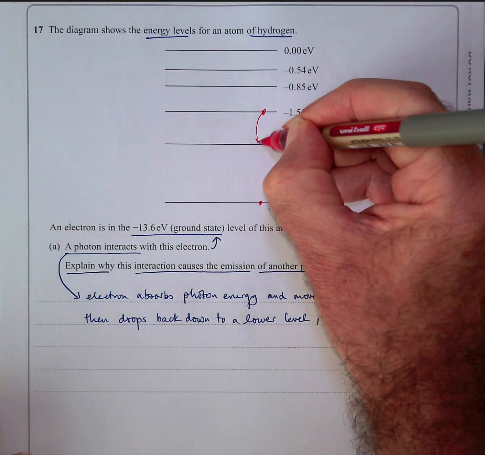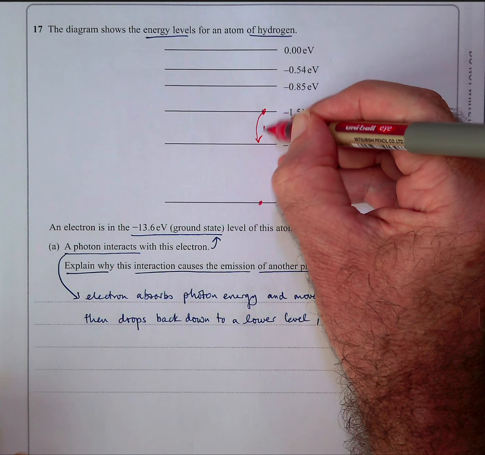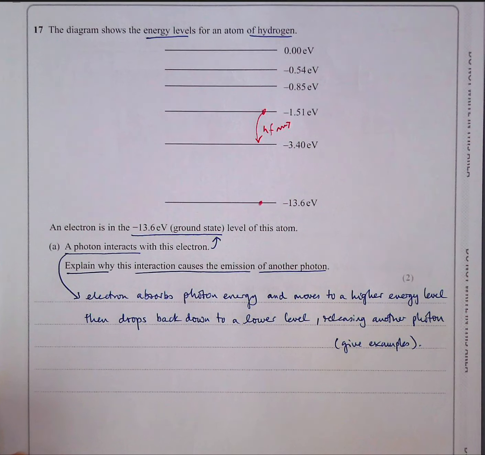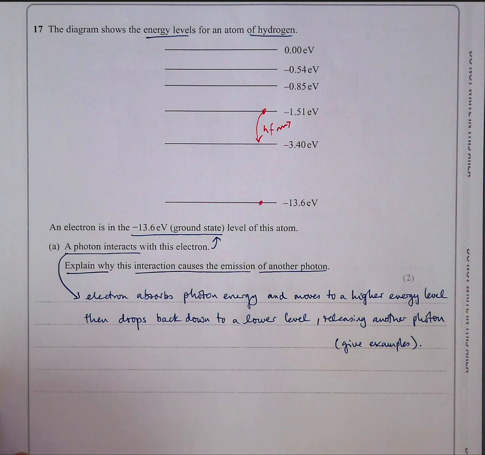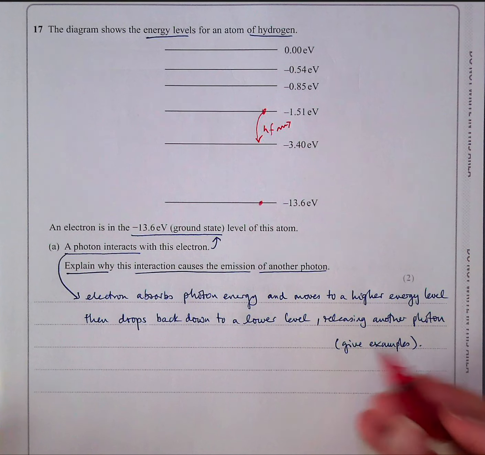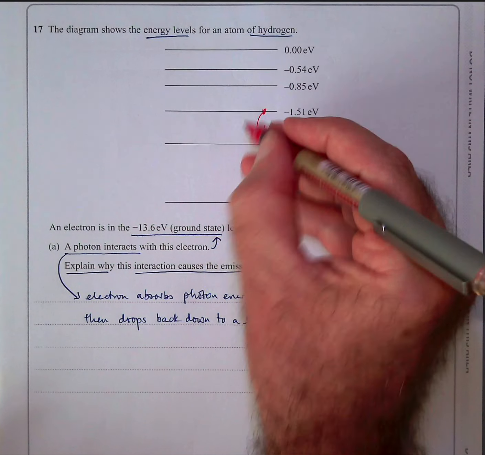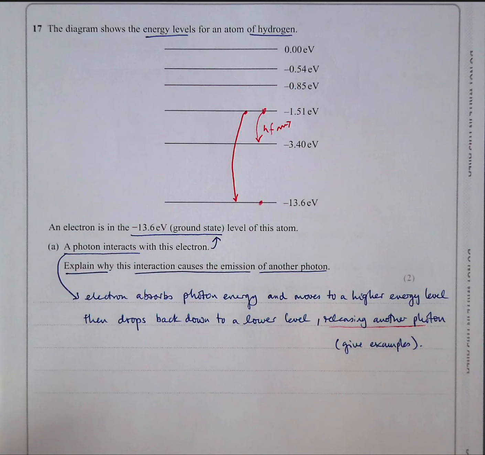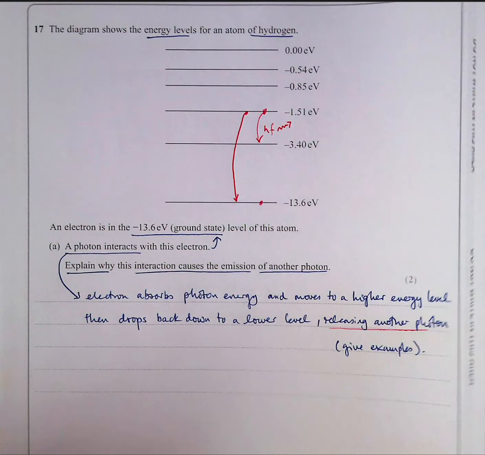It will jump down again, and each time it jumps down, it gives off a photon of a known energy transition, and that energy transition will correspond to the frequency that it emits. So when it drops back down again to a lower level, it releases another photon. So there's an example I've given to you. It could also drop all the way back down again, which will give the same frequency that it absorbed.